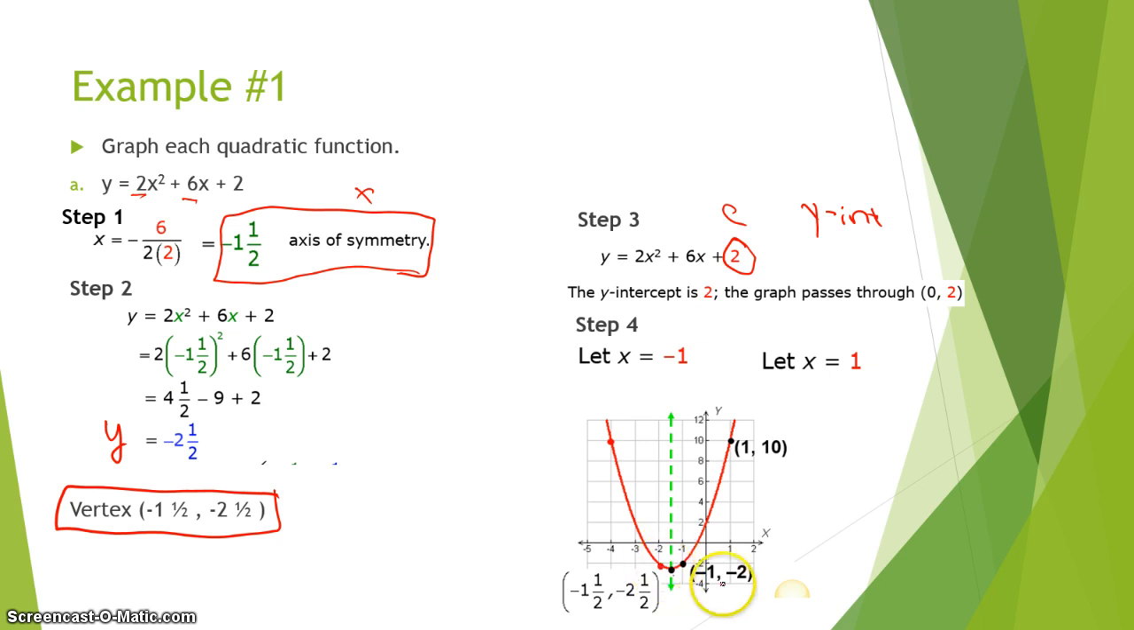Then I could graph my 2 points that I just solved for, letting x equal -1 and +1. And I can also graph the point 2 that falls on the y-axis. So here's my 2 that falls on the y-axis. Here's -1, -2, 1, 10, and I'm going to connect the points to continue to make my parabola graph.